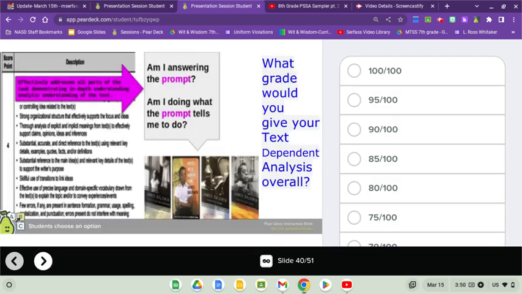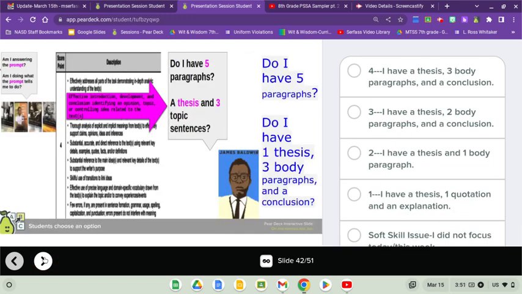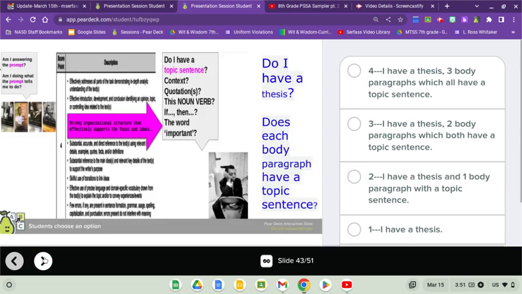Would you give yourself 100 for answering the prompt, right? Are you doing what the prompt tells you to do? Do you address all parts of it? Give yourself a 4, 3, 2, or 1. Do you got 5 paragraphs and there's a thesis at the top with 3 topic sentences? Do you have all that? 4. Do I have a topic sentence, context, quotations, this noun verb, if and thens, and the word important when I'm explaining my quotations?